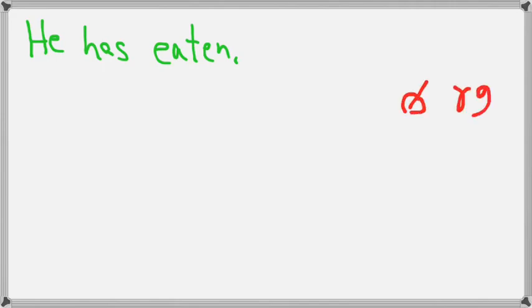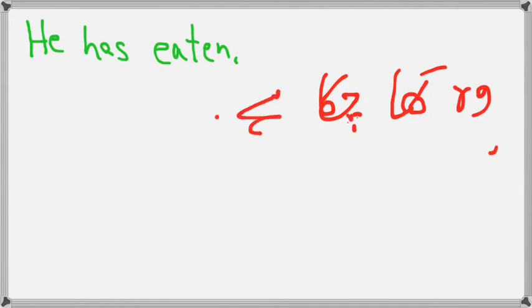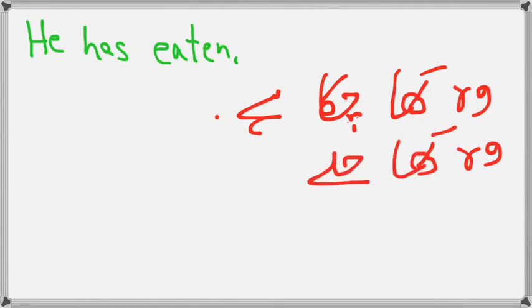Now let's take some examples for the third person pronoun. For example, he, she and it. He has eaten. वो खा चुका है. But if we want to show respect, then we say वो खा चुके हैं.